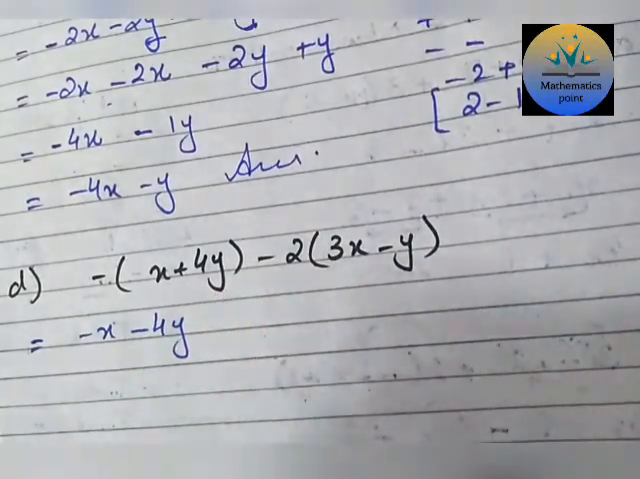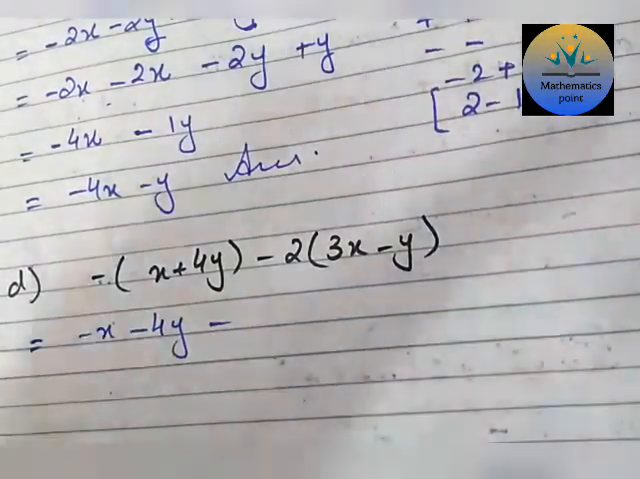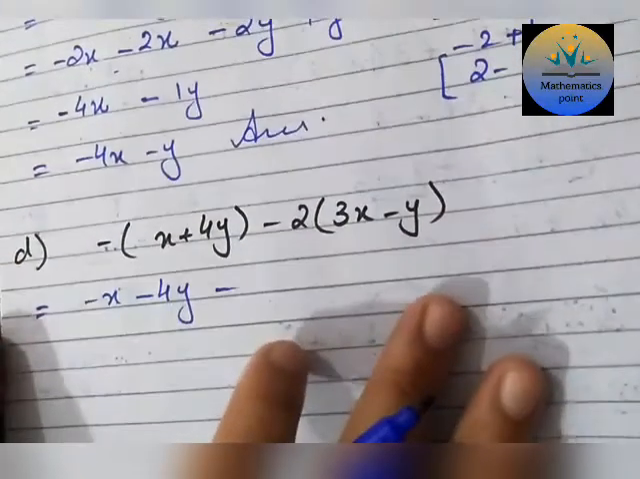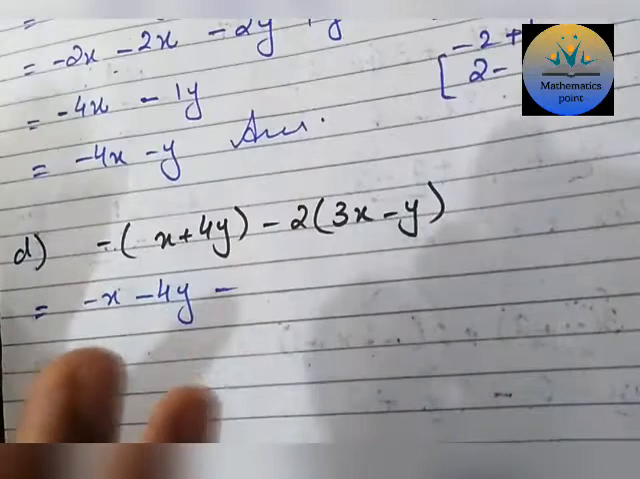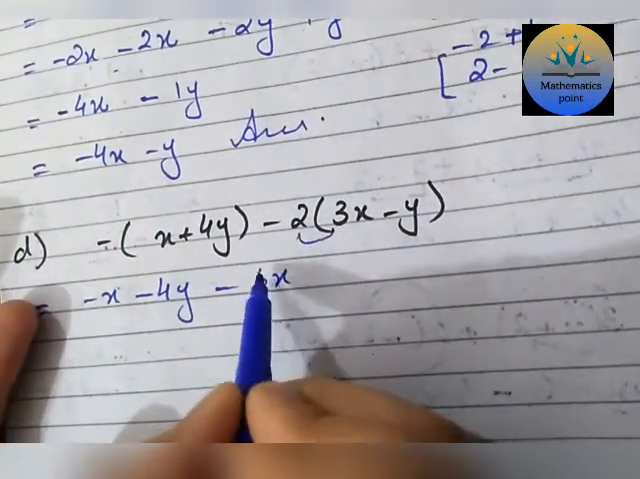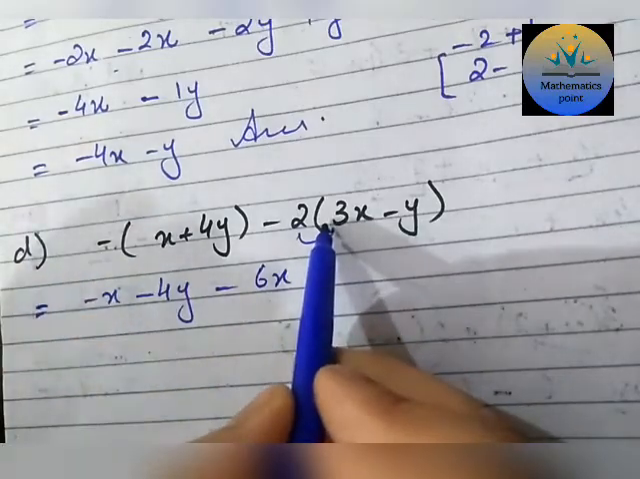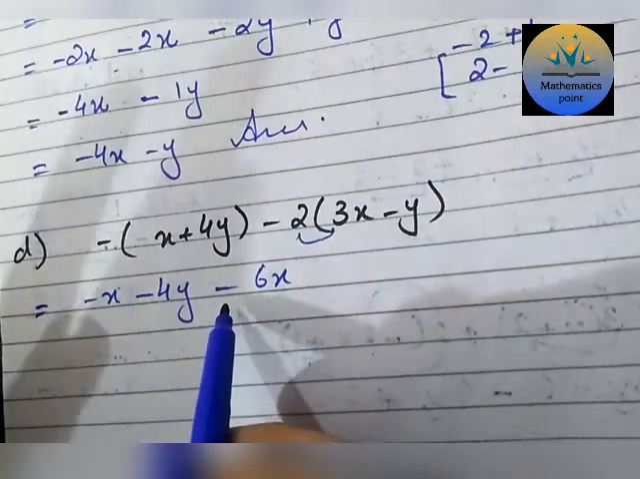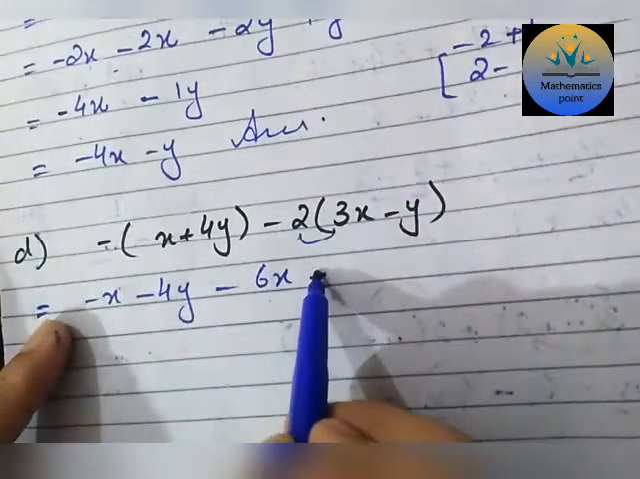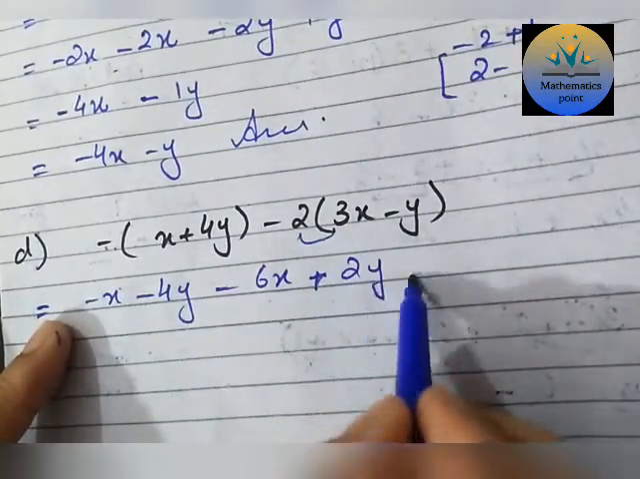Again we have a minus sign outside the bracket, no need to recall the rules. Just solve the questions very frankly. Minus sign outside the bracket, change the inner term signs. 2 times 3 is 6x, the sign is minus because here the 3 has a positive sign and now it becomes negative. y is positive, becomes negative, becomes positive, and 2 times 1 is 2y.